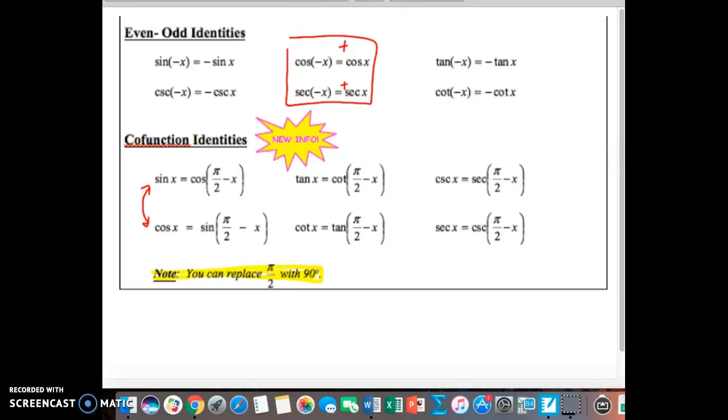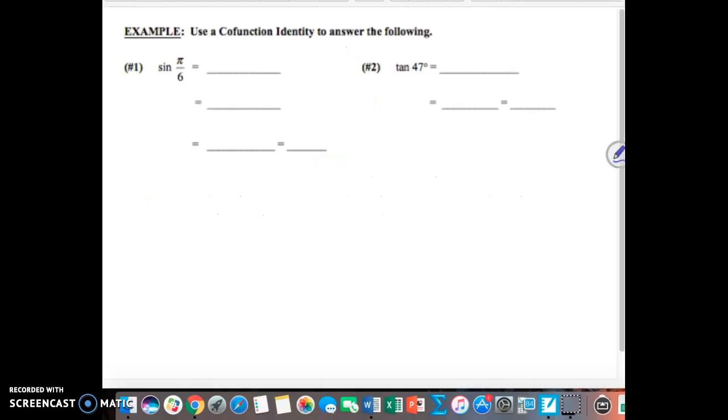So throughout Chapter 7 and throughout 7.1, we will be using all of these identities that we have just gone over to rewrite trig functions in terms of different trig functions, so we can verify that two expressions are equivalent to each other. So examples 1 and 2 ask us to use a cofunction identity to answer the following questions. Number 1 is sine of pi over 6. Obviously, we know what sine of pi over 6 is because it is a value on the unit circle that we know.